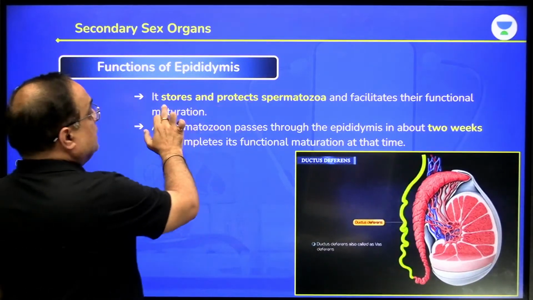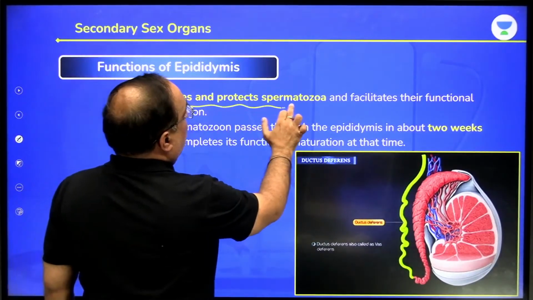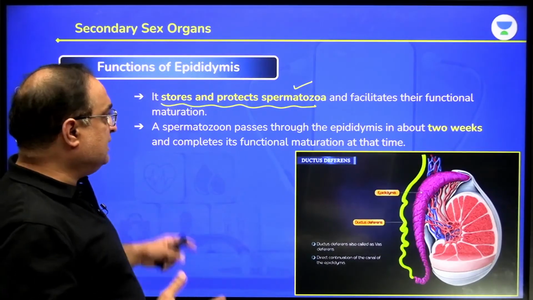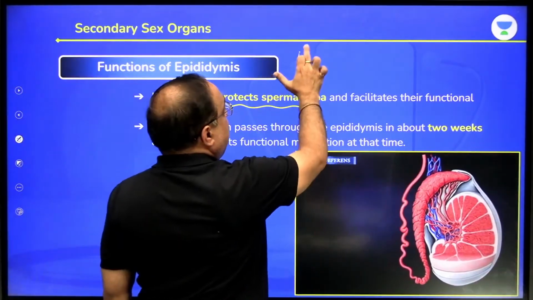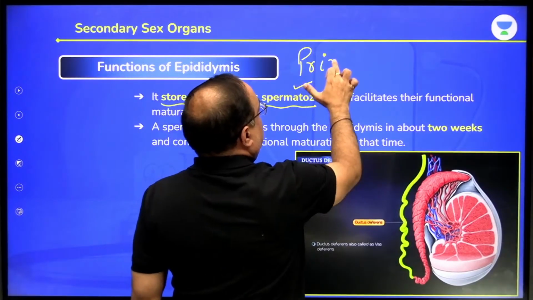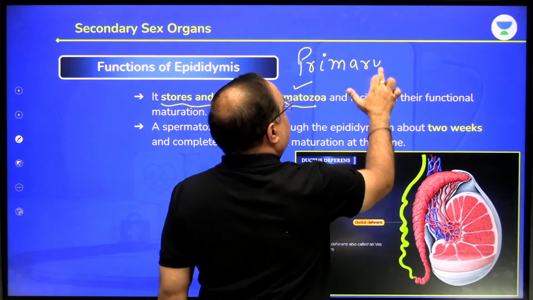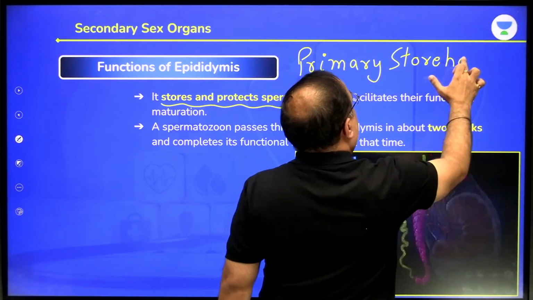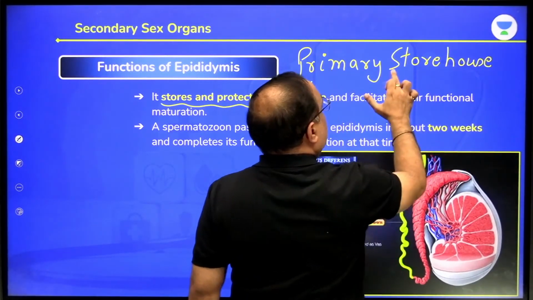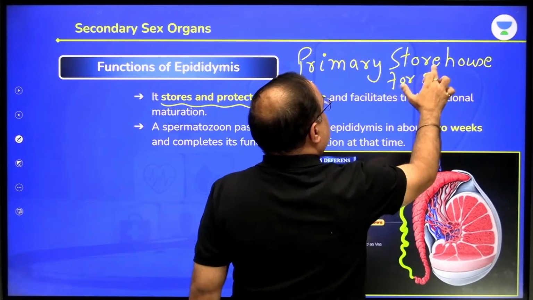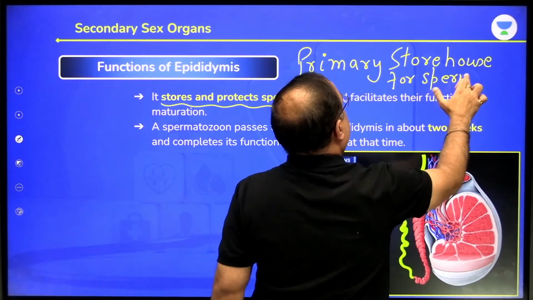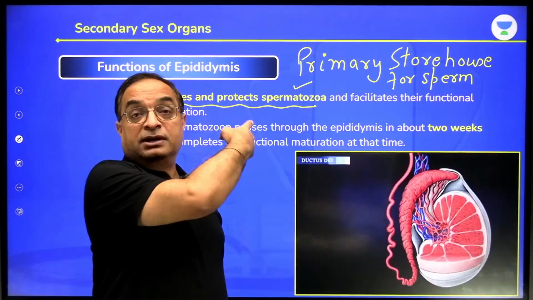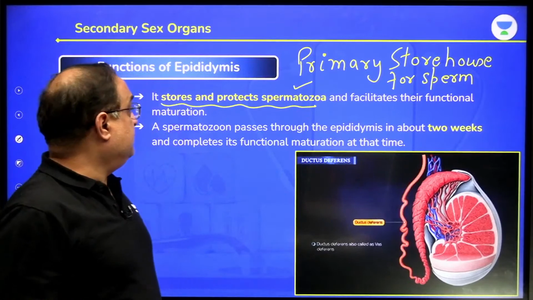Next function, it stores and protects the spermatozoa and helps their functional maturation. So I can write here, epididymis is the primary storehouse for sperms. And which is the secondary storehouse? Secondary storehouse is a vast difference. Primary storehouse is the epididymis.